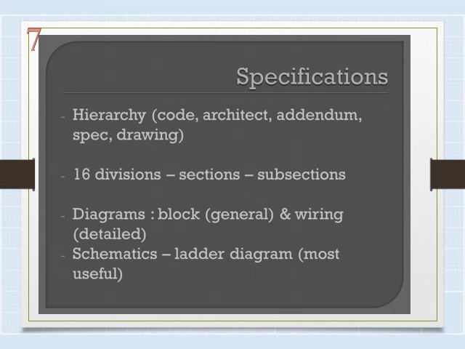Specifications are usually broken up into 16 divisions, we said. The first one is general, and then the divisions afterwards were all things like mechanical, electrical, and other materials. And we began to look at some diagrams and schematics.